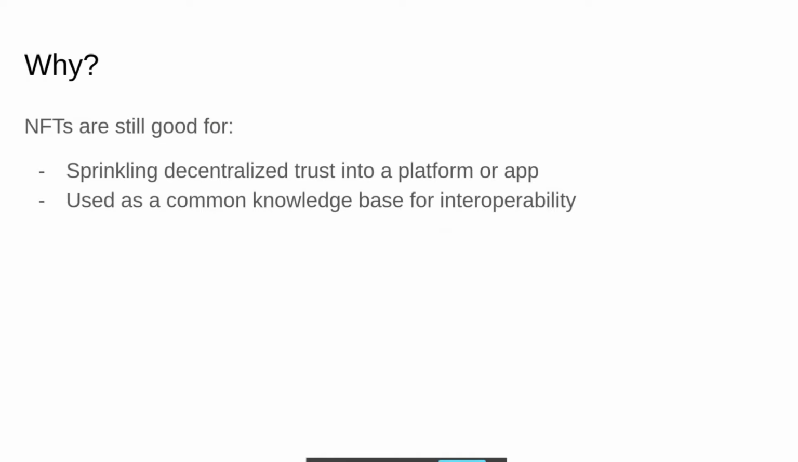They're still good for sprinkling decentralized trust into a platform or application, for the parts that represent the more static, persistent items in a game, or things you want to secure in that fashion. And because of that, they can still be used as a common knowledge base for interoperability. If you want to, say, transmit a character's clothing for an MMORPG between games, you utilize NFT interoperability to do that.